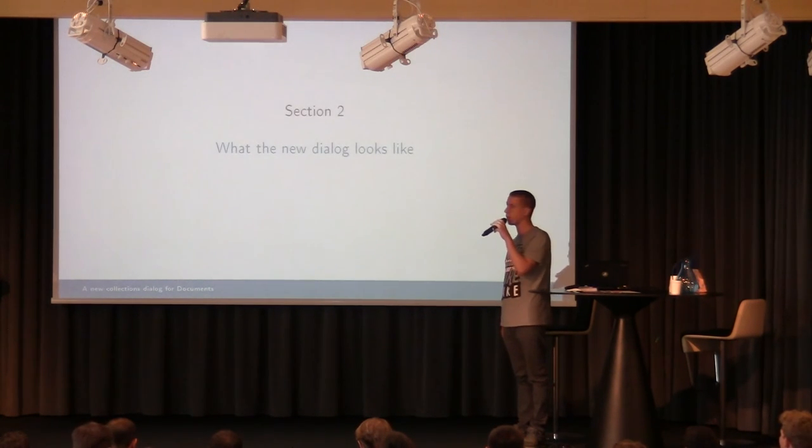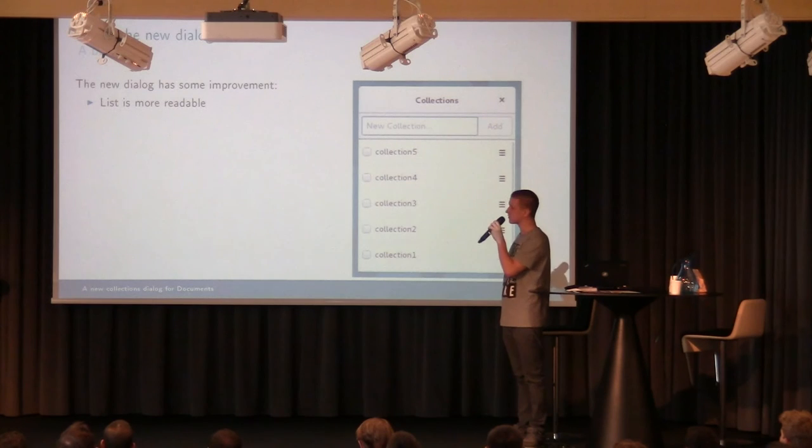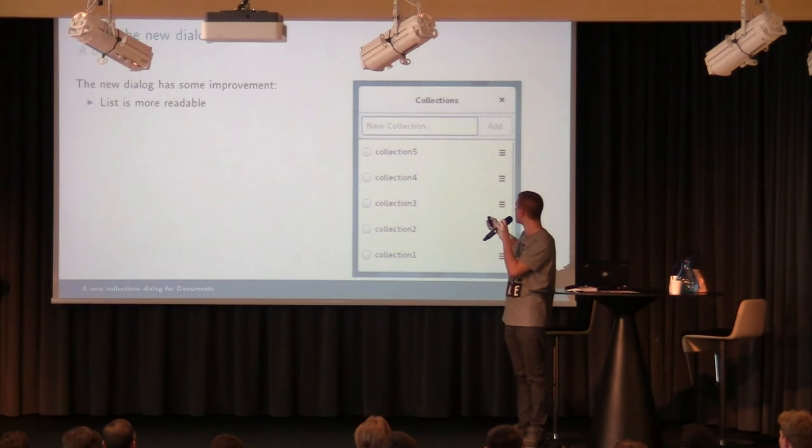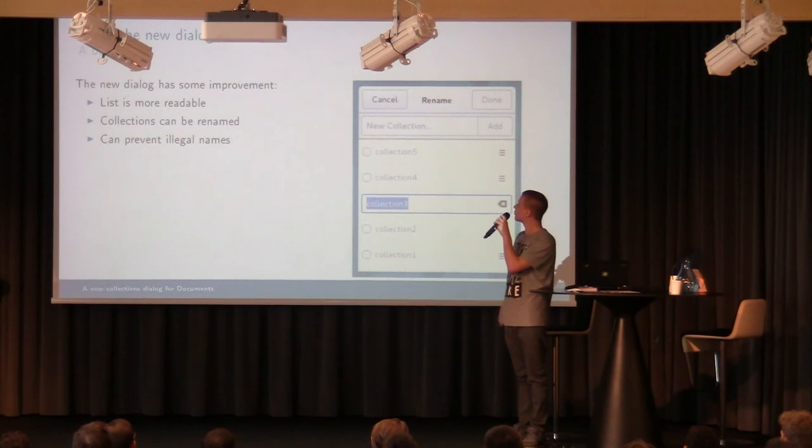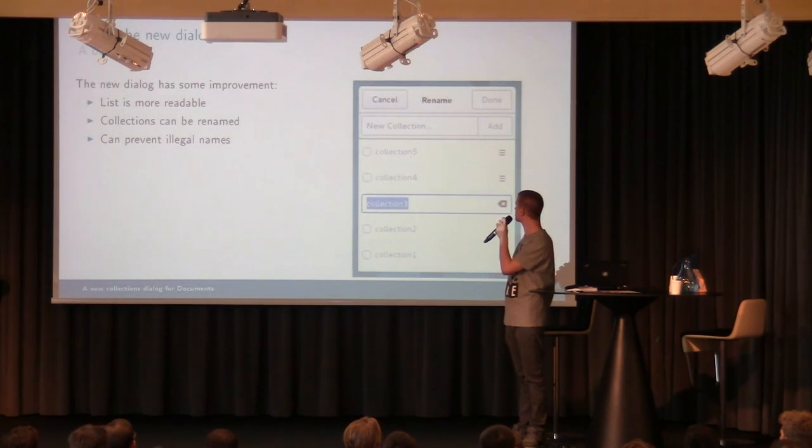The new dialogue is intended to solve these problems, and it looks like this. It has a more readable collection list, and you can click on the row to check it, unlike before. You can rename or delete a collection by clicking on the hamburger menu on the right. We can now prevent illegal entries like duplicates by disabling the done button or the add button when we add our new collection.